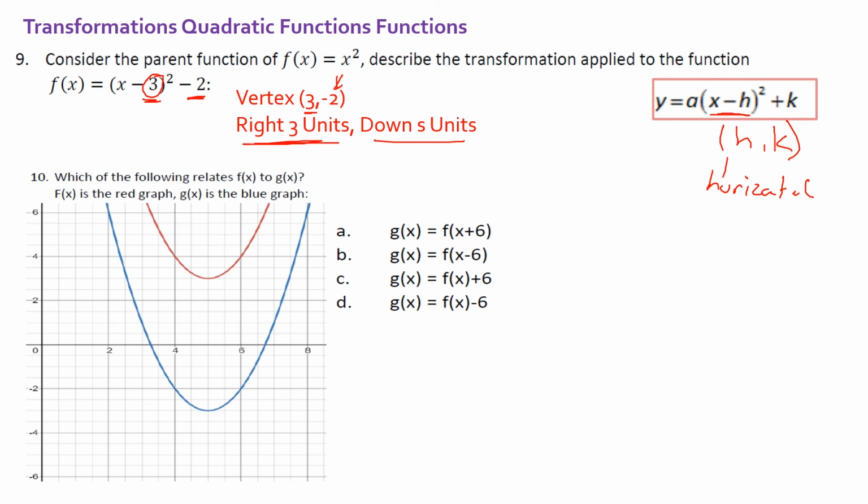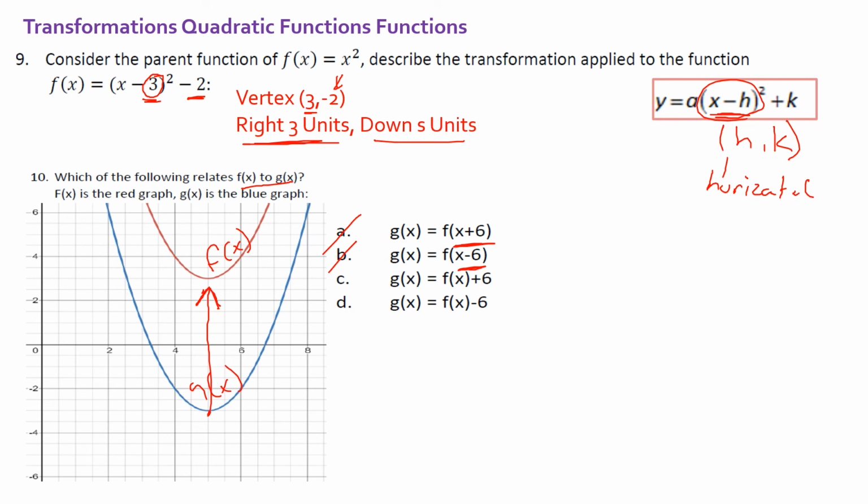Number 10, which of the following relates f of x to g of x? So f of x is the red graph and g of x is the blue graph. So it says relates f of x to g of x. So g of x, we're gonna see what happens from g of x to f of x. So that graph went up. Didn't go left or right, it went up. So that is a vertical transformation. So we could eliminate A and B because these are all horizontal transformations because they're inside parentheses. And so C and D will represent our vertical.